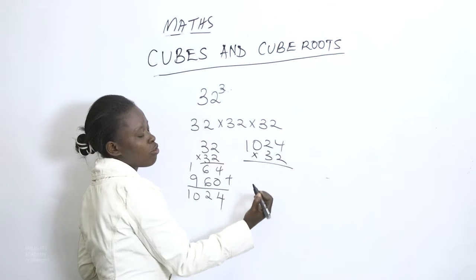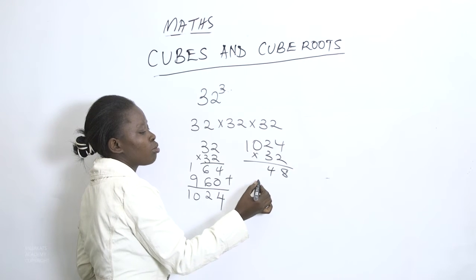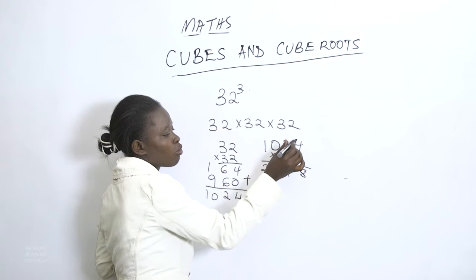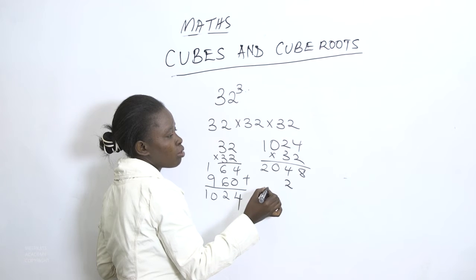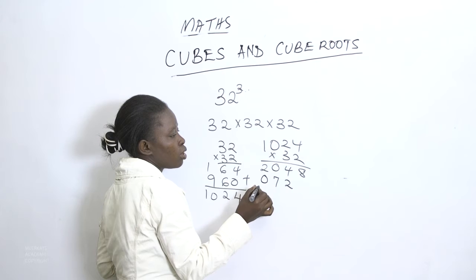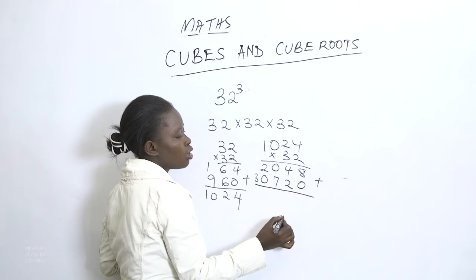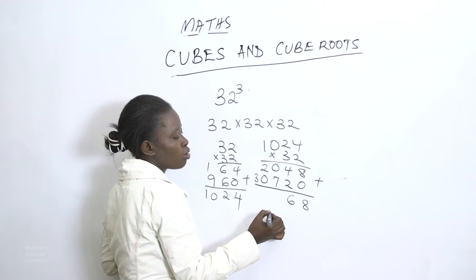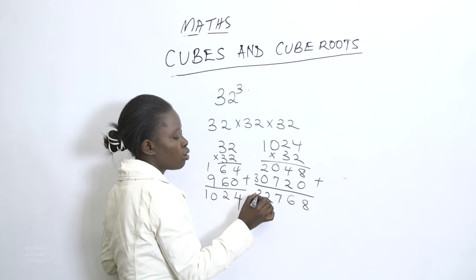So that 2 times 4 is 8. 2 times 2 is 4. 2 times 0 is 0. 1 times 2 is 2. 3 times 4 is 12. 3 times 2 is 6. 6 plus 1 is 7. 3 times 0 is 0. Then 3 times 1 is 3. So we add our figures, and we have 8 plus 0 is 8, 4 plus 2 is 6, 0 plus 7 is 7, 2 plus 0 is 2, and 3.